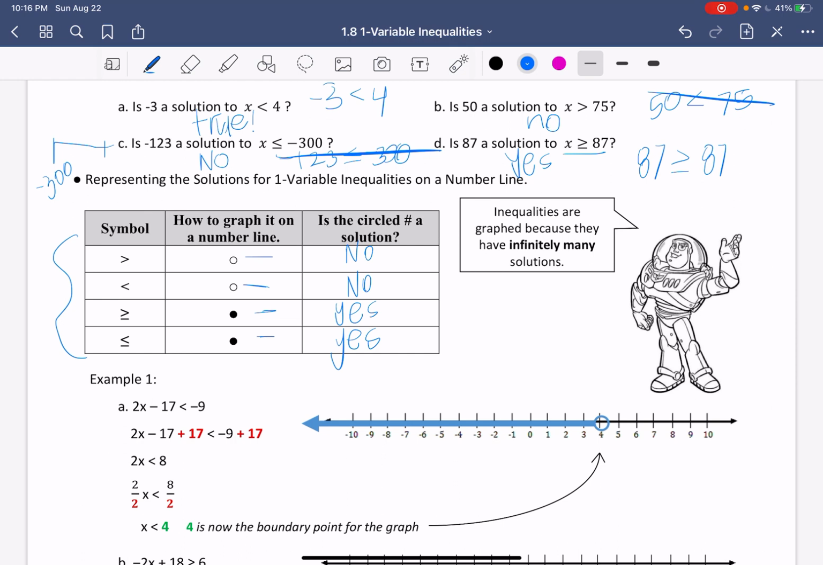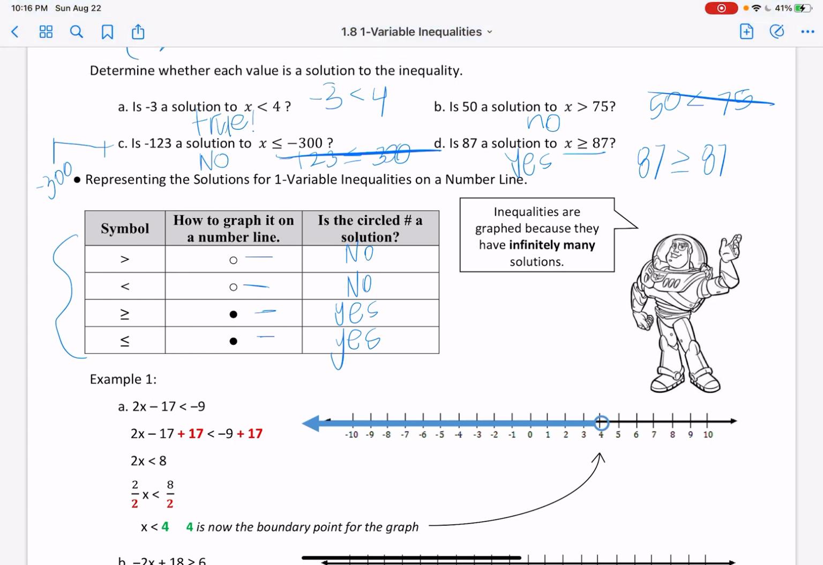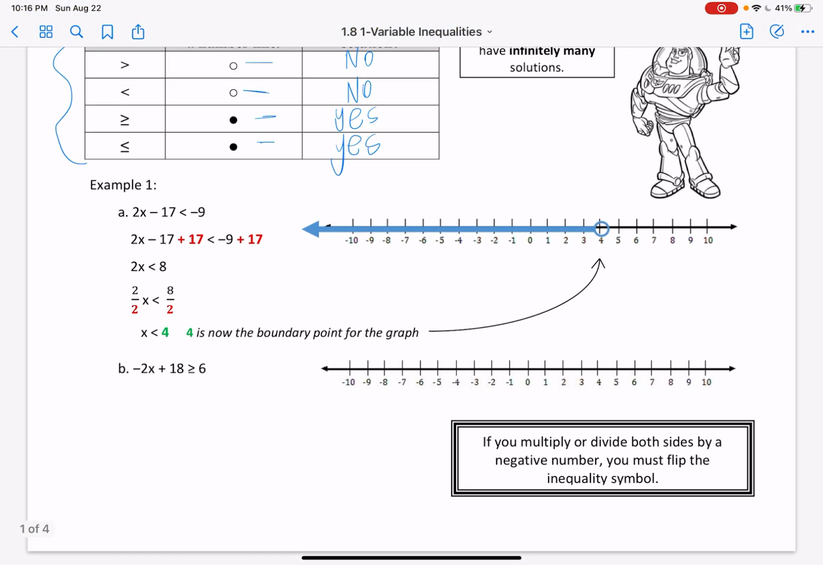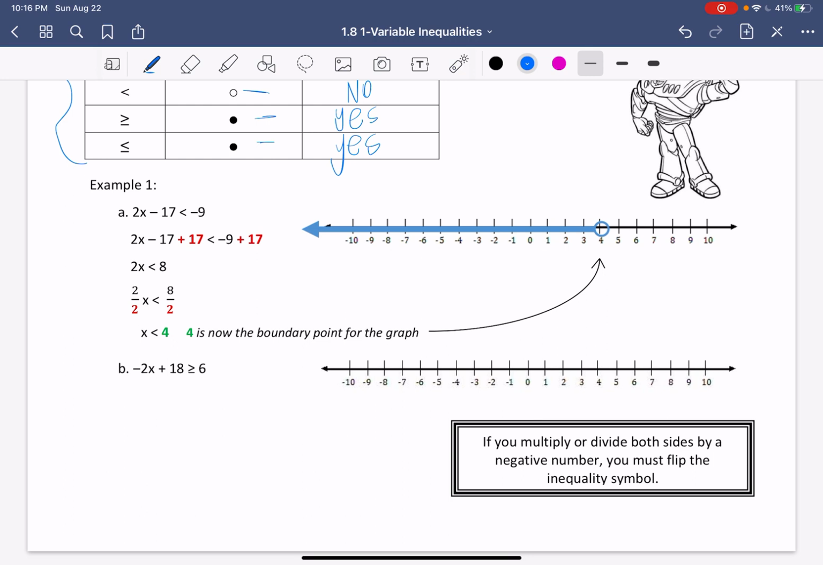Okay, so inequalities are graphed because they have infinitely many solutions. All right, so let's look at our first example. We have 2x minus 17 is less than negative 9. So what we're doing is still solving for x, right? So we still have to isolate the variable.